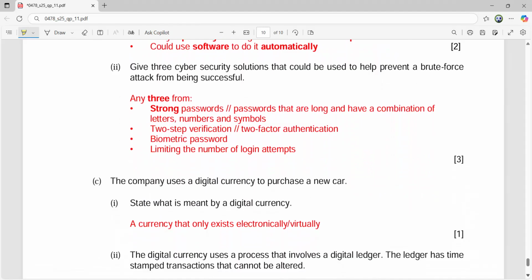Part C. The company uses a digital currency to purchase a new car. State what is meant by a digital currency. Now, a digital currency, what does it mean? A currency that only exists electronically or virtually.